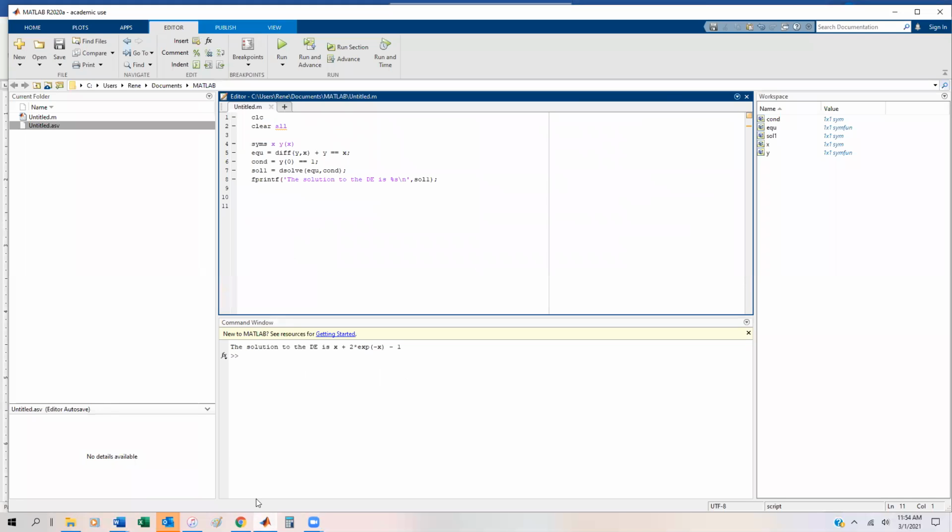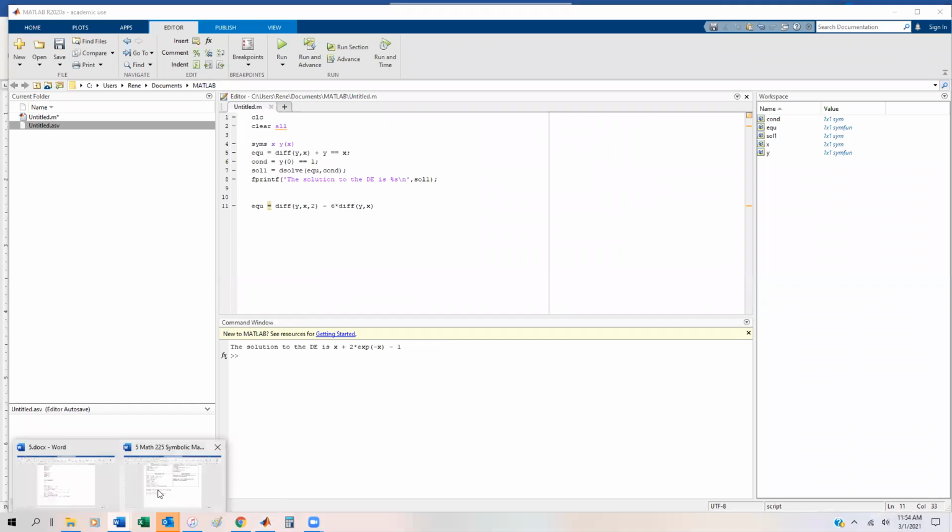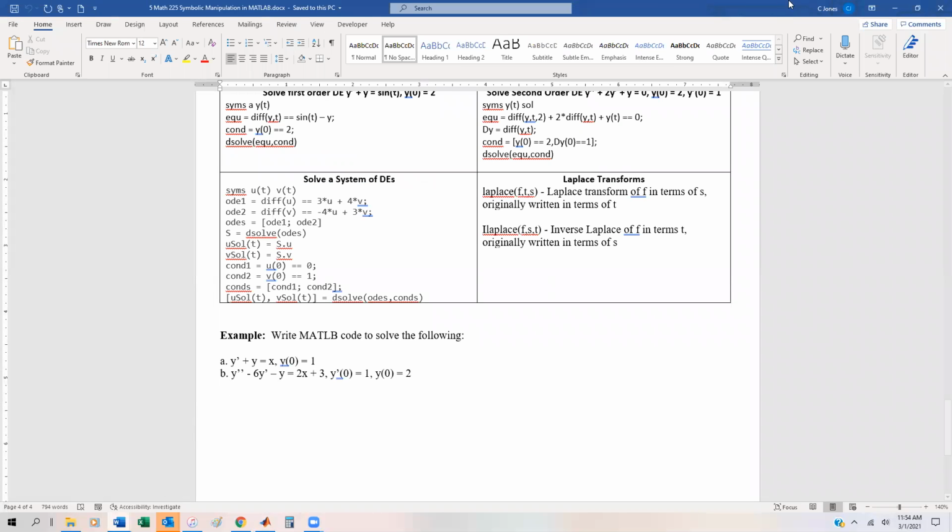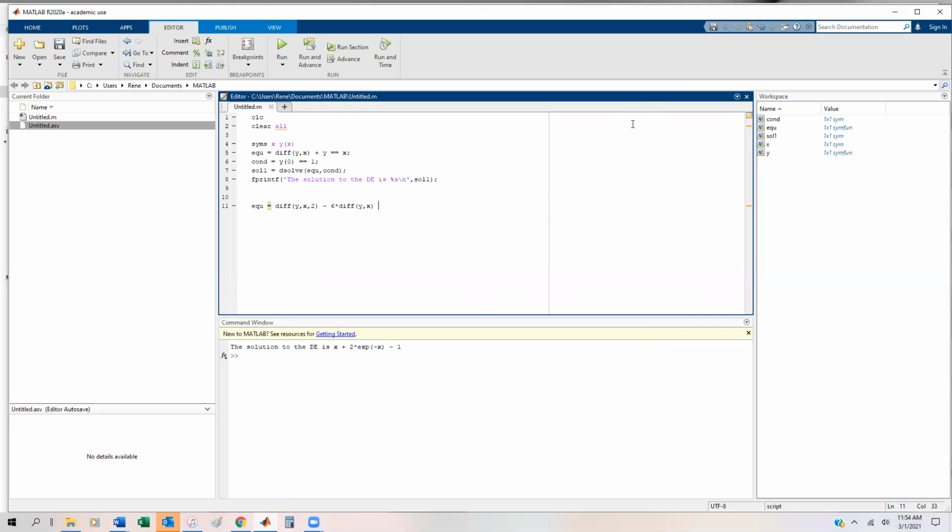All right, so I'm going to say that the new equation is going to be equal to diff y comma x comma 2 minus 6 times diff y comma x, and then I believe it was minus y. Yeah, minus y equals 2x plus 3. All right, so that's our equation. And I need double equals back here.